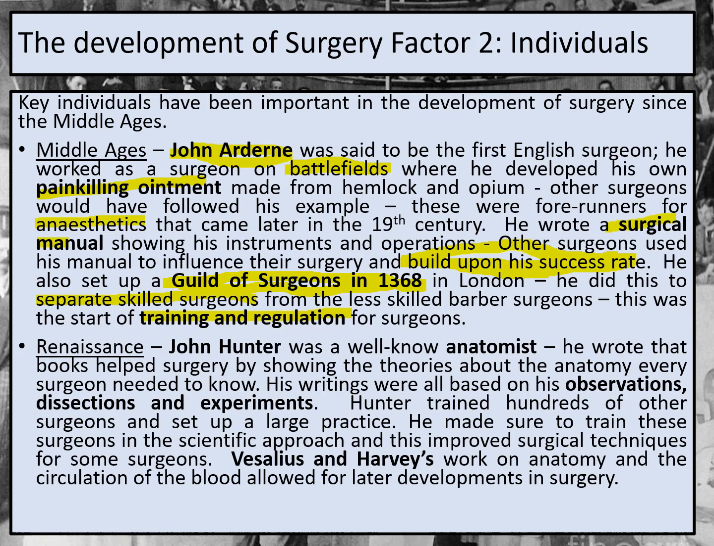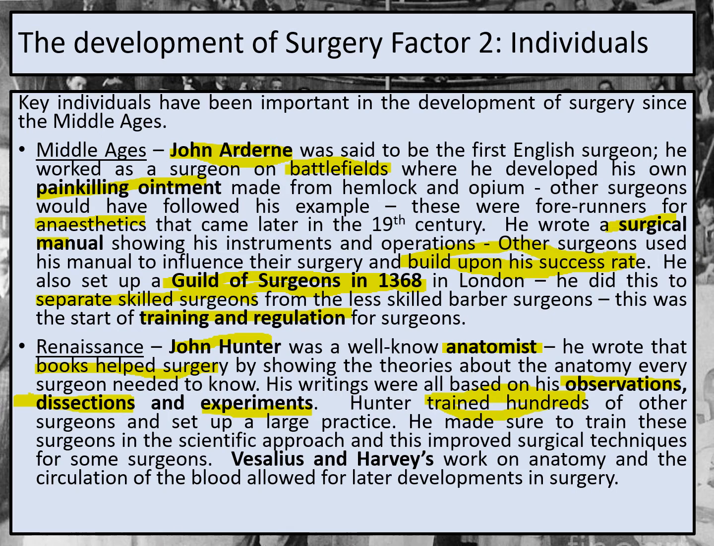In terms of the Renaissance, we have John Hunter. Now, he was an anatomist, so he's not actually known as a surgeon, but his work is really important because his books on anatomy help surgeons by showing the theories about the anatomy every surgeon needed to know. His writings were based on his observations, more particularly his dissections. He did about 2,000 dissections in his career and all his different experiments. It wasn't just that he did these 2,000 dissections, but he himself personally trained hundreds of other surgeons and set up a large practice.